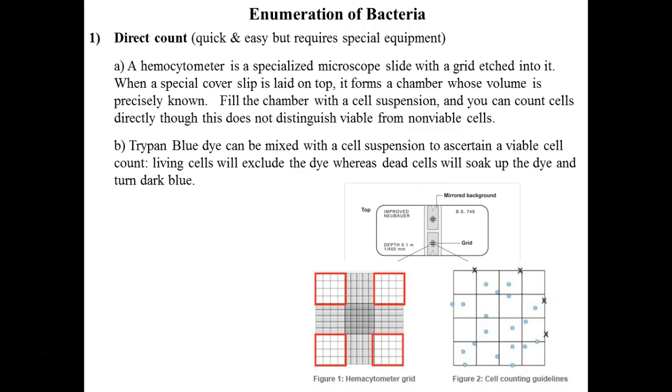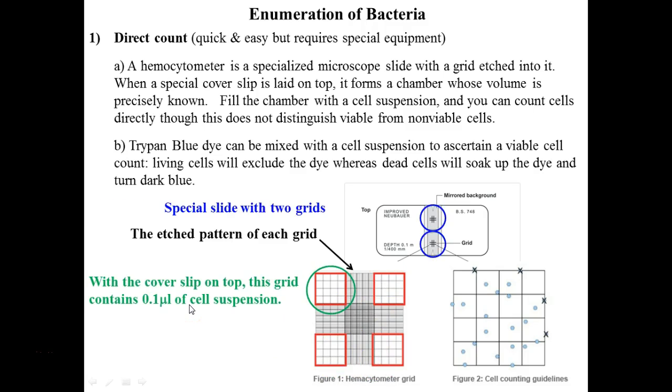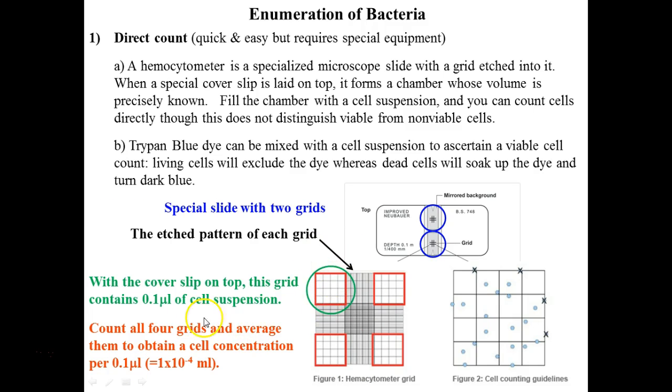When we do the viable assay, sometimes referred to as plate counting or viable cell counting, only the ones that are alive are going to grow. In your original sample, the dead ones won't grow, so therefore you won't count them. But in this case, you could tell the difference. You would count each one of these 4 grids and average the number, and the volume of that is 0.1 microliters of that actual chamber. So that is equal to 1 times 10 to the negative 4 milliliters.